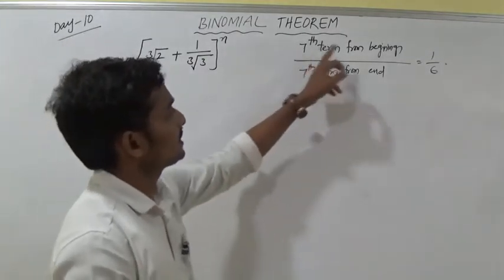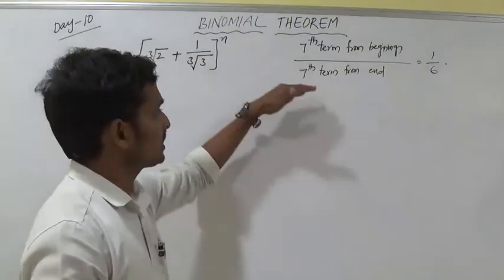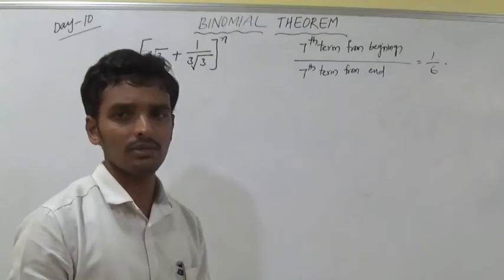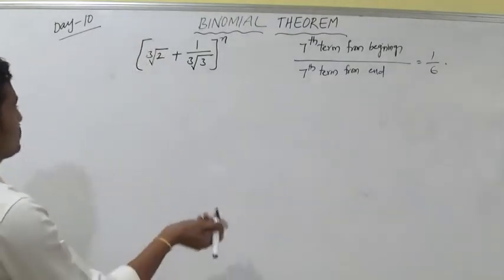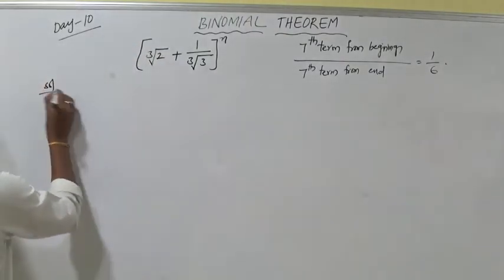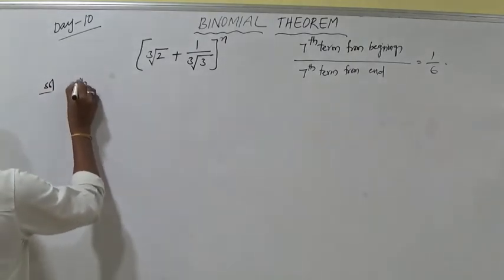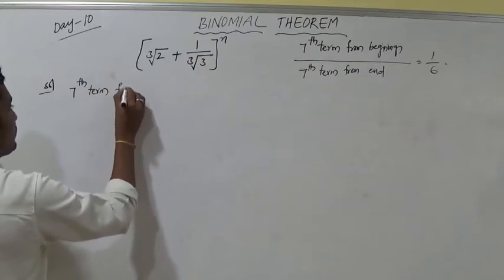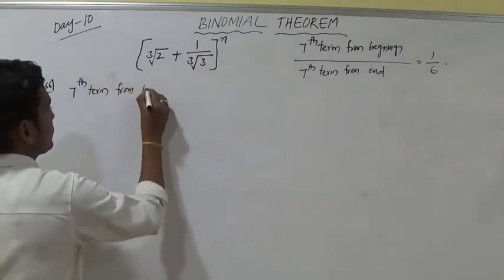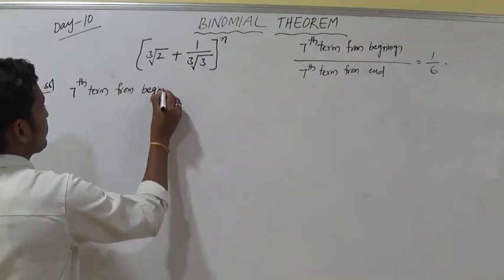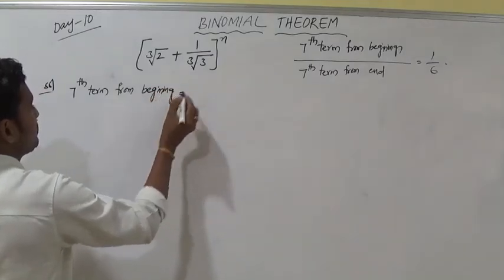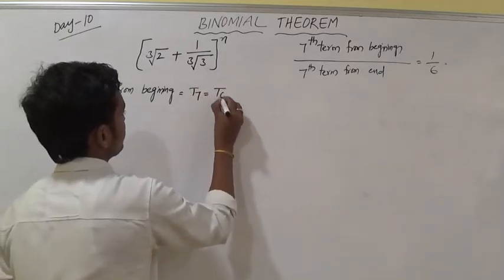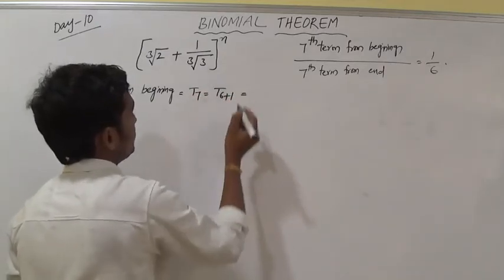First, what is the 7th term from the beginning? What is the 7th term from the end? We can divide both to equalize to 1 by 6, and we will get the answer for n. Very easy. So I am doing first the 7th term from the beginning, t7, that is t6 plus 1, which is equal to nc6.